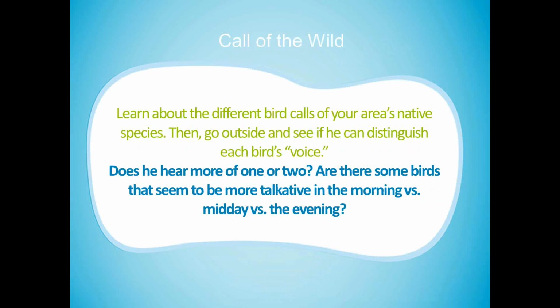I like to call this one the call of the wild, especially if you've got a nature smart learner or someone who's really into the naturalistic type of intelligence. Learn about the different bird calls of your area's native species. It's sort of interesting on this particular front. There's a statistic that most kids know 9 different types of fast food joints, but they only know 2 of the birds in their areas.